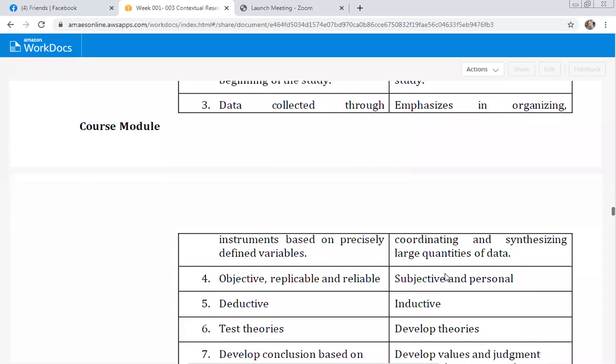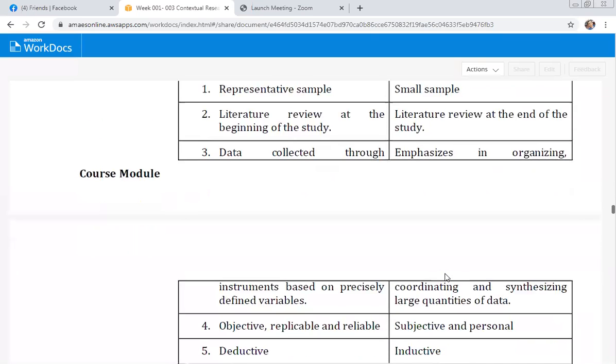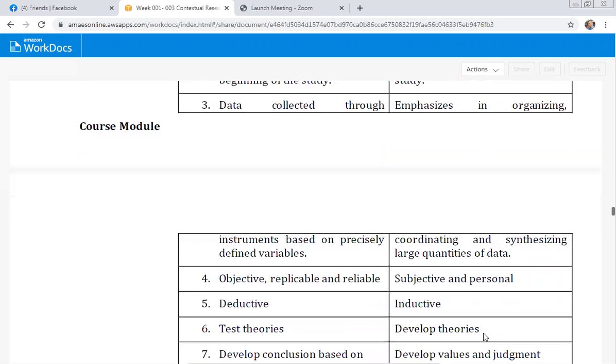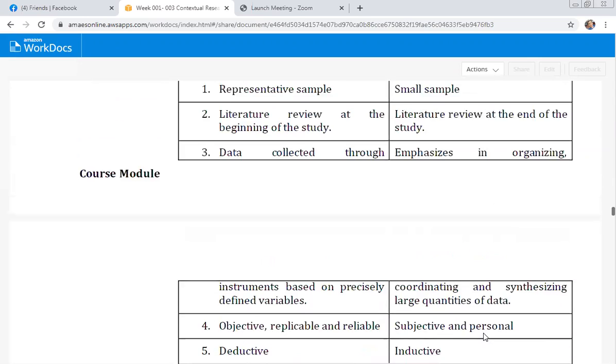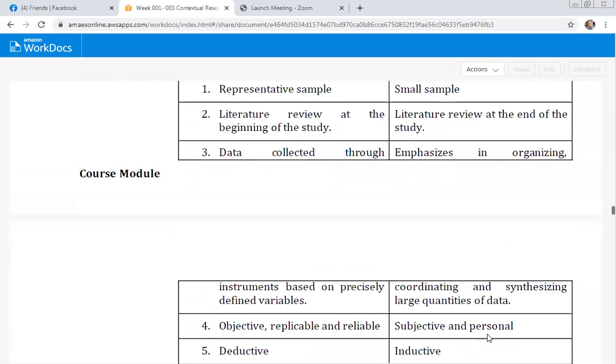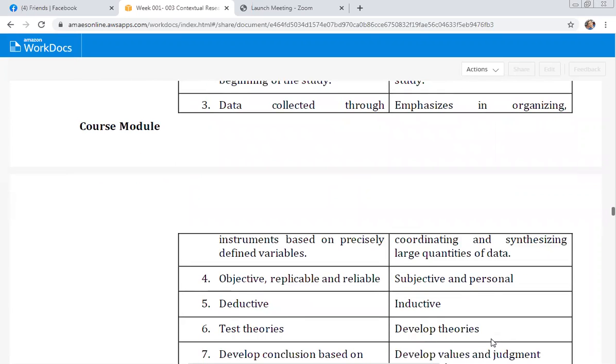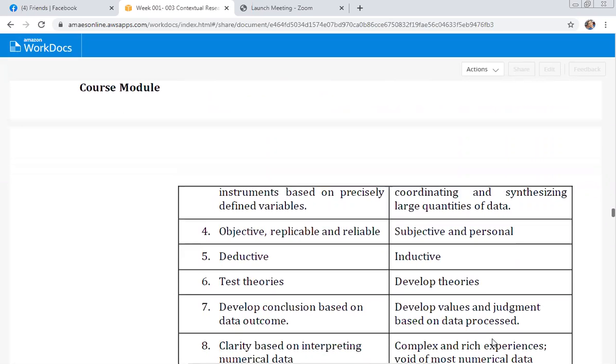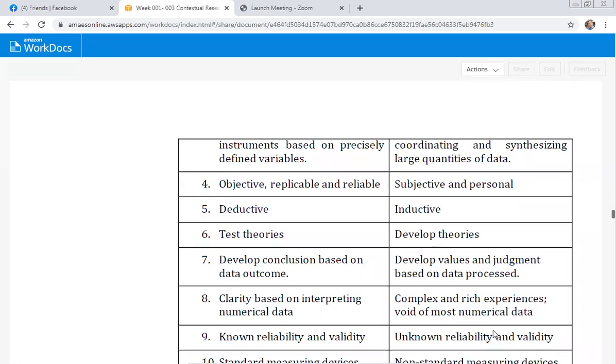Okay. So quantitative research is more objective, while qualitative research is more subjective and personal. Always try to remember those things. Okay? So, for quantitative research, we test existing theories, while for qualitative research, we develop new theories based on our research topic. Okay?